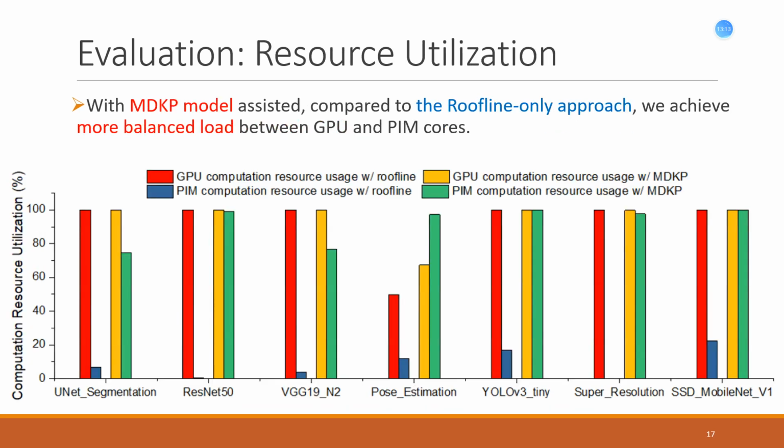The computation resource utilization comparison can explicitly show the effectiveness of the MDKP model. With only the roofline model-guided layer offloading scheme, you can see that all the CNN networks exhaust the GPU computation resources, while the PCU cores are idle for most of the time. With MDKP-assisted task allocation, we can also fully exploit the potential of PCU cores, then gain benefit from both of them to achieve higher inference performance.